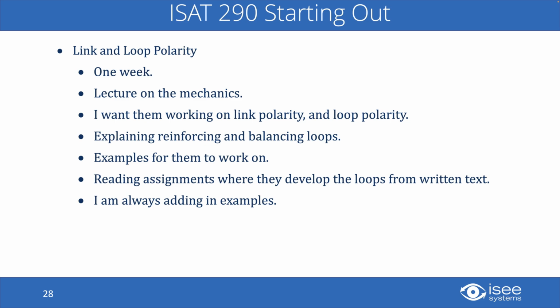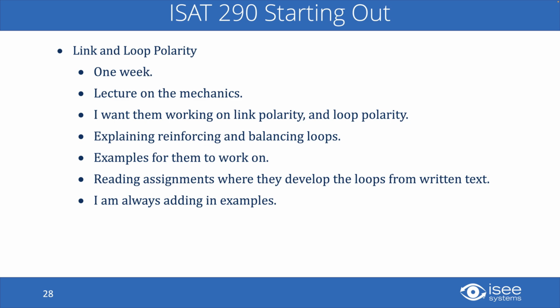After that, I'm shifting to link and loop polarity. And this is going relatively fast because the students have had a taste of this anyways in a previous course. I usually spend about 1 week on this. I'm lecturing them on the mechanics. I want them working on link and loop polarity. I want them explaining reinforcing and balancing feedback loops. I have a lot of examples for them to work on in twos in class.